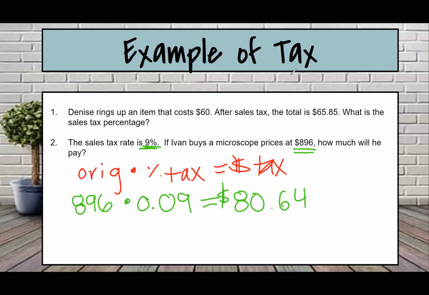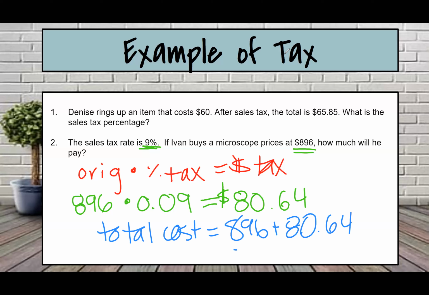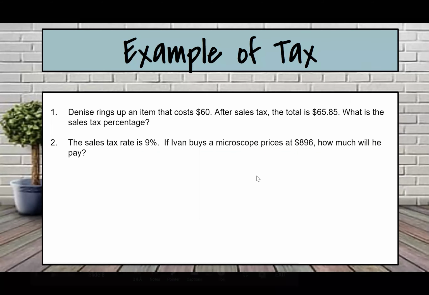So it shows them that to get the answer, because it says how much will he pay. So you'll do the total cost would equal 896 plus 80.64, and that will give you $976.64. So that would be your total cost. That would be how much you paid. Thank you, Miss Gross, for pointing that out to me. All right, so we're going to clear this. I'm going to go on to the next problem.